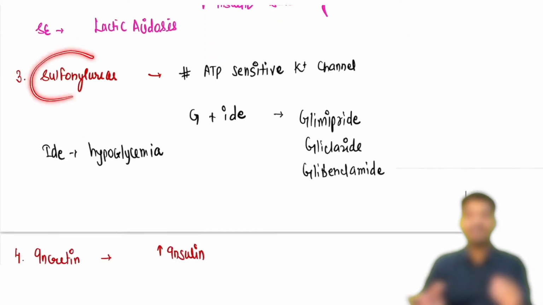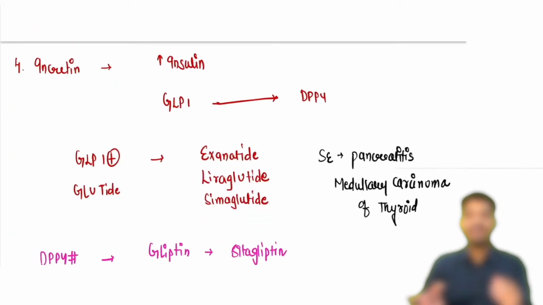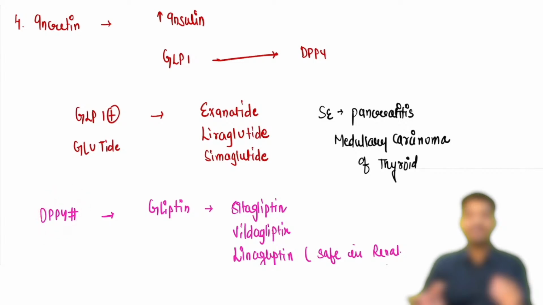Third, we have discussed sulfonylureas. They will do what? They will increase the insulin release. Fourth drug we have seen, incretin. They are going to increase what? They are going to increase the insulin by different methods. They are going to work on GLP. We can have GLP-1 agonists. We can have DPP-4 inhibitors, right? So this degradation is happening because of this DPP4. So we can have these DPP4 inhibitors.